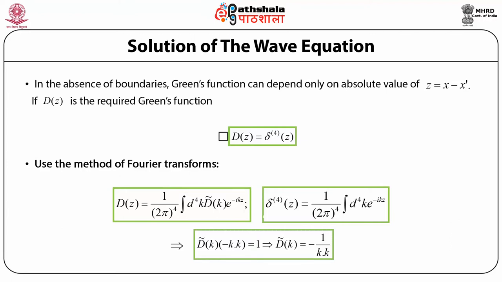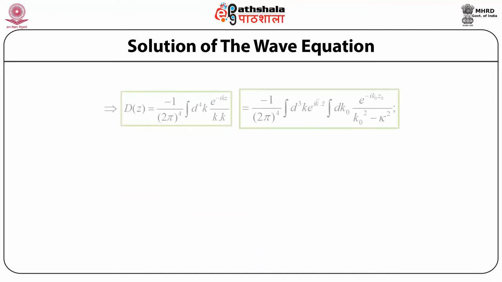So this implies that D of k into minus k dot k is equal to 1, and D of k is equal to minus 1 divided by k dot k, and D of z is equal to minus 1 divided by 2 pi whole raised to power 4 into the integral d 4 k e raised to power minus ikz divided by k dot k, which is further equal to minus 1 divided by 2 pi whole raised to power 4 into the integral d 3 k e raised to power i k dot z into the integral dk naught e raised to power minus i k naught z naught divided by k naught square minus chi square.